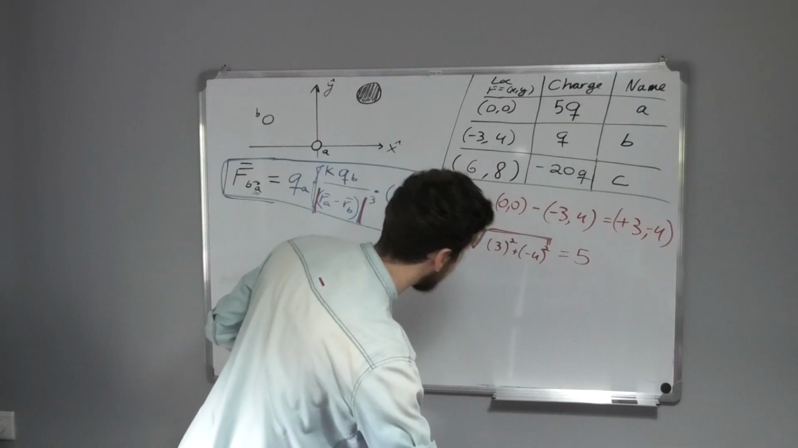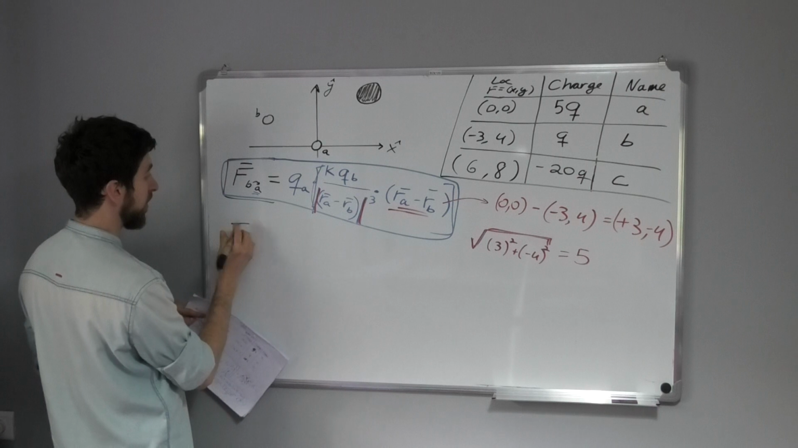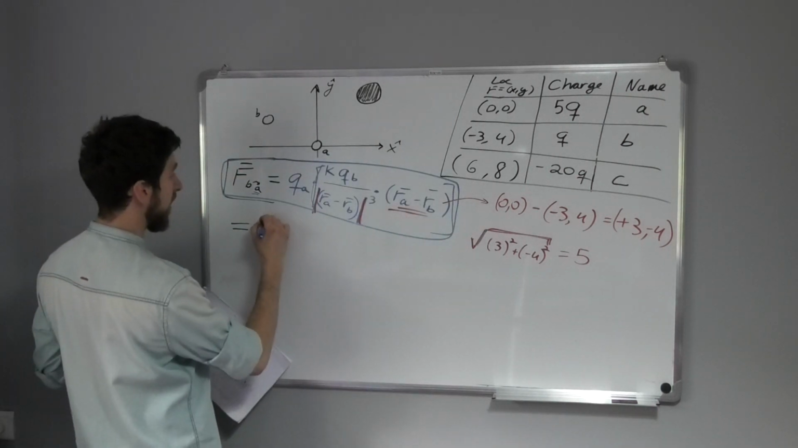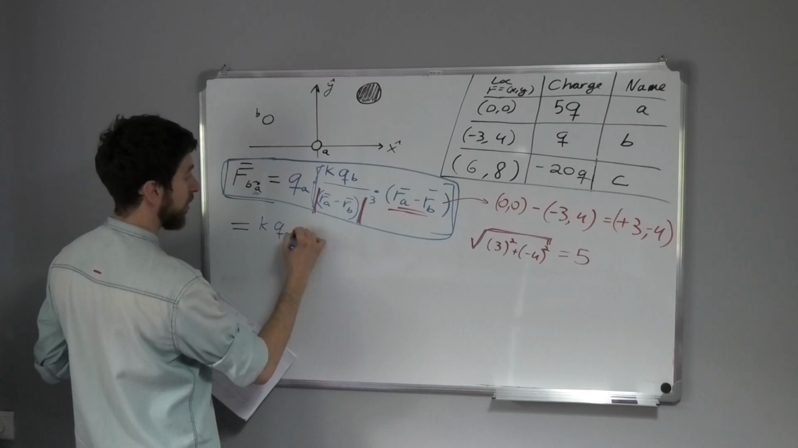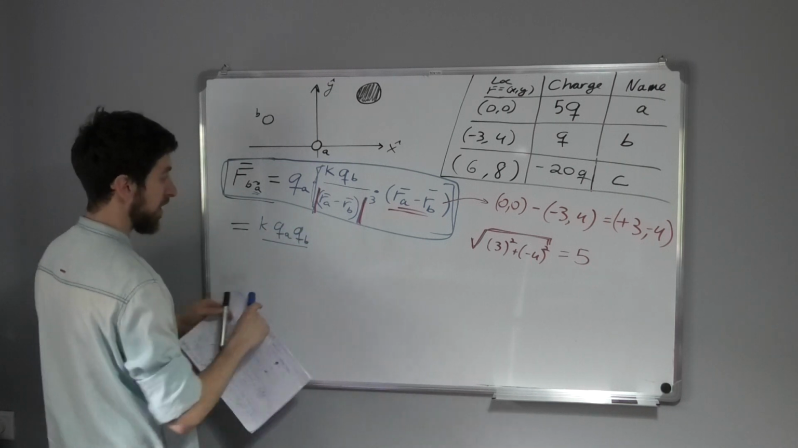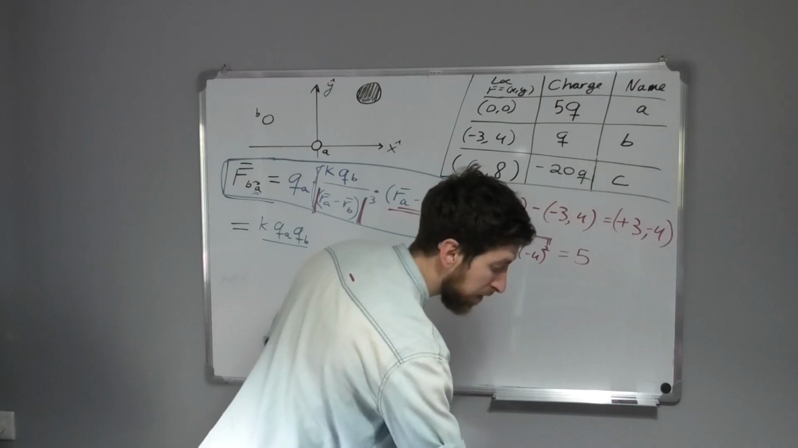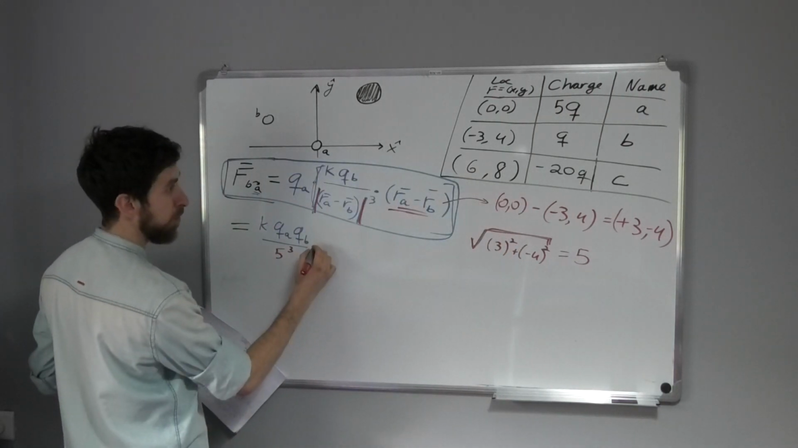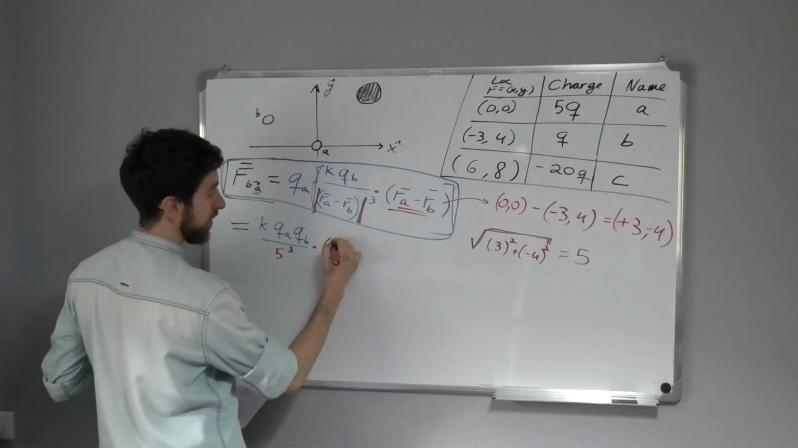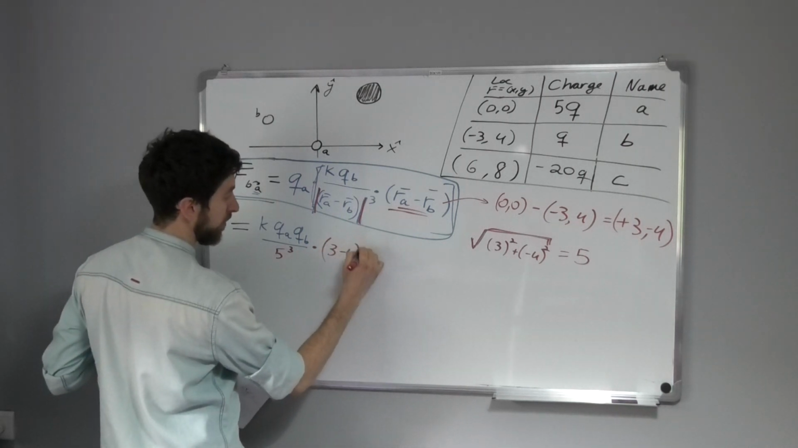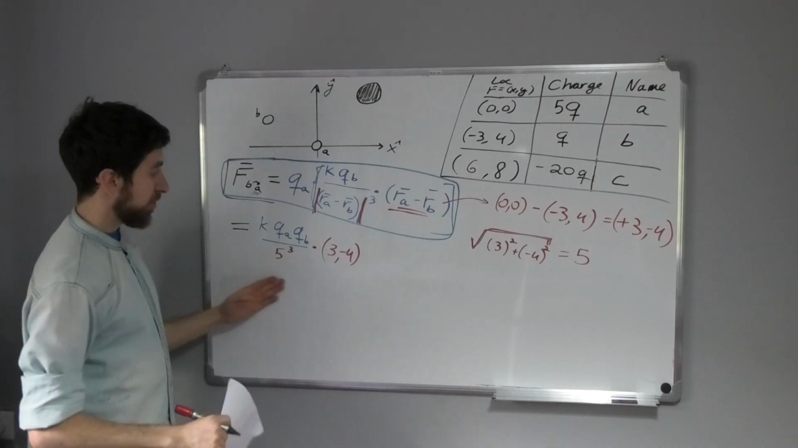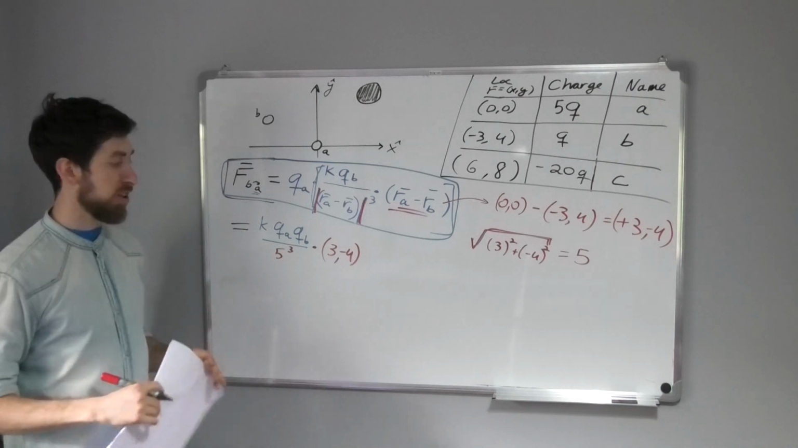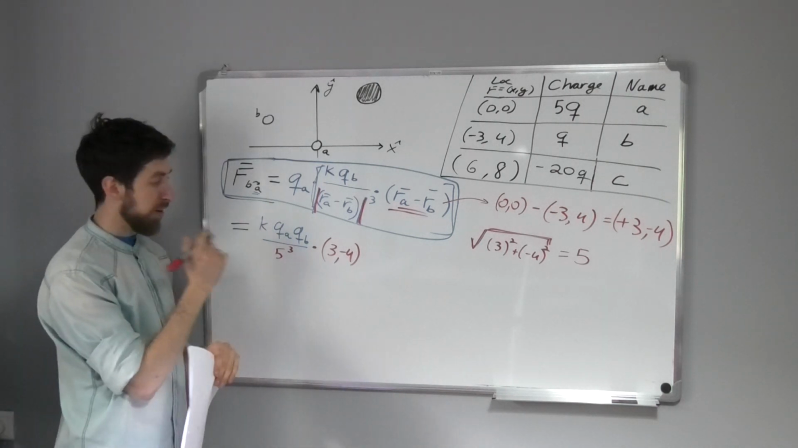So this is equal to, let's write it, K, QA, QB divided by 5, which is the magnitude, to the third, multiplied by this 3, minus 4 vector. Perfect. So now we have the solution. Besides QA and QB, we're going to put them in a second. But I want you to notice something.